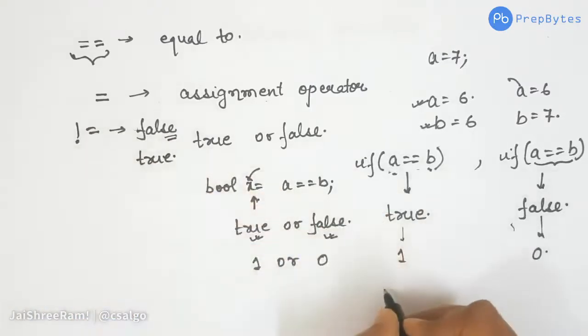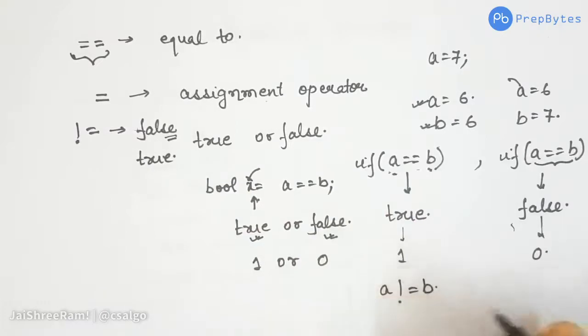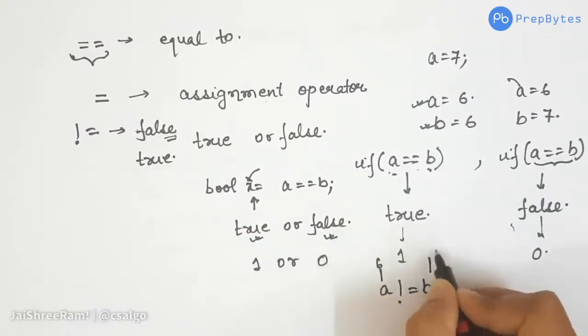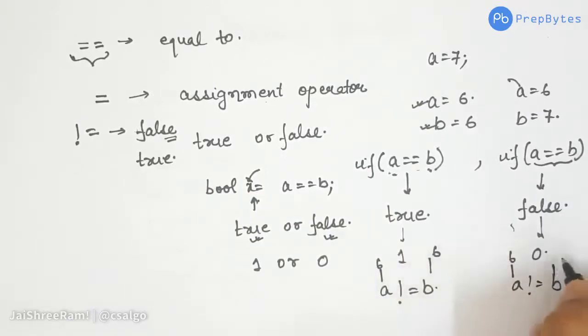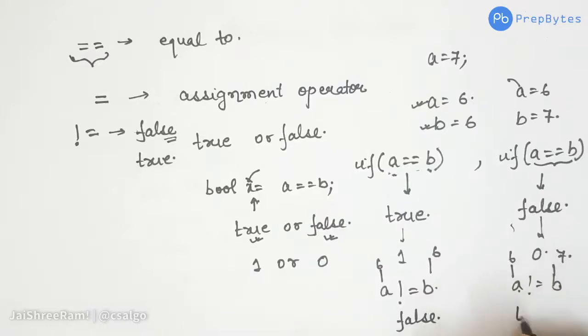So if I do something like a != b, and the value of a is 6 and b is also 6, and again I write it here, a has the value 6 and b has value 7. So it checks whether a is not equal to b. In the first case a is equal to b, so the condition I'm checking is false. Here a is not equal to b, yes, so my output will be true, which is 1, and false is 0. So that was about the equal to and not equal to operators.